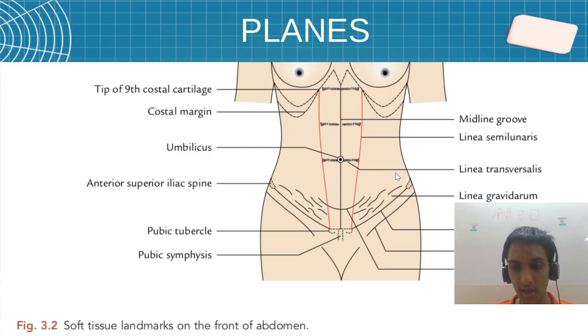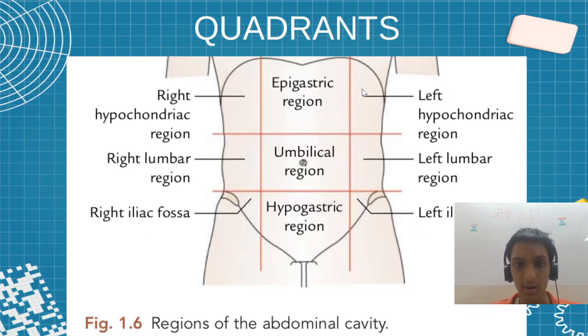Semilunaris, it's very easy. Same pubic tubercle, it will stop. But where does it start from? Is the 11th rib. From the 11th rib it will start.